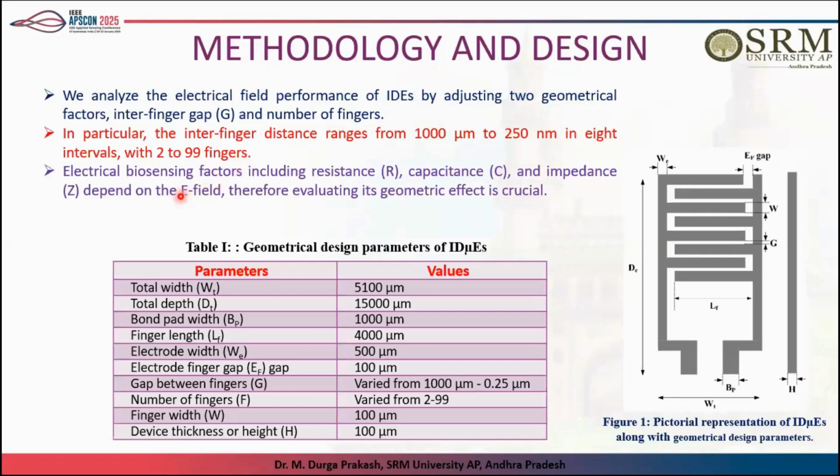And the electrical biosensing factors, including resistance, capacitance, and impedance, that is R, C, Z, depend on the electric field. We evaluated the geometrical parameters crucial in these designs, with the proper way of designing IDE electrodes. So you can see this is the structure of the design, and the parameters are like total width, depth, and bandwidth. All these are given in ranges from 1000 micrometers to 250 nanometers, which we designed for the interdigitated microelectrodes.